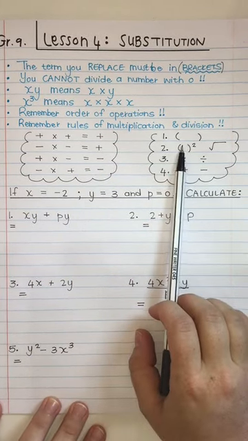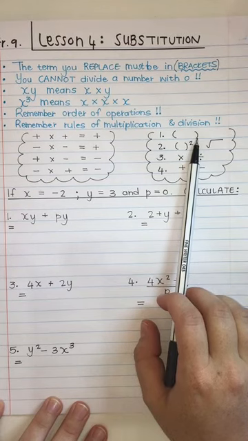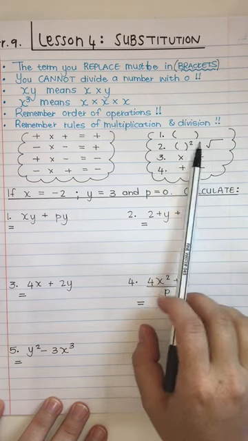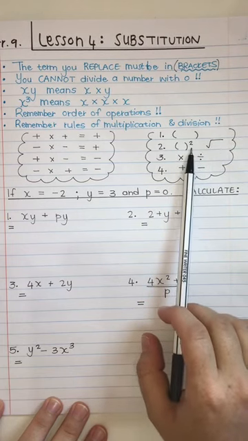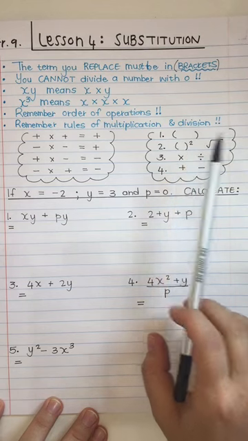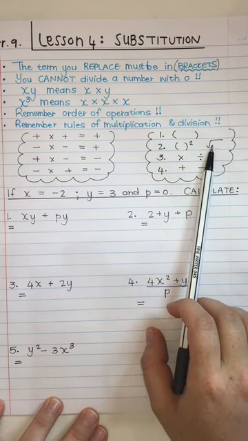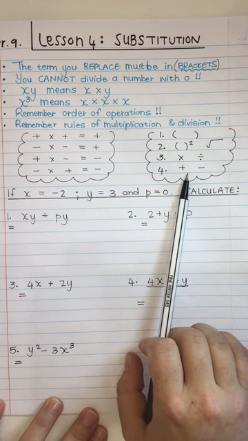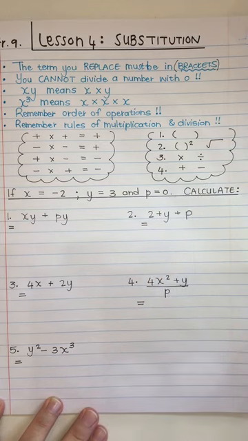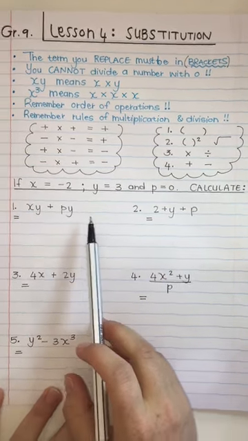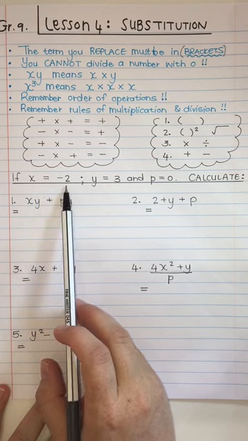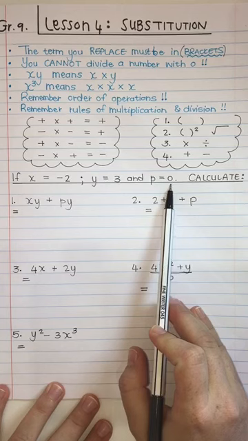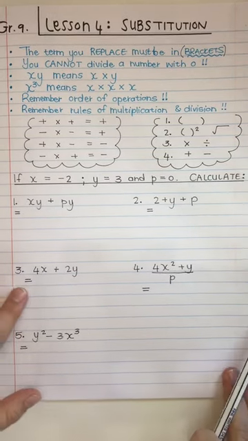Here is your order of operations. First you do your brackets, second you do exponents and square roots, then you do multiplication and division, and then you do plus and minus, or adding and subtracting. Okay, so here is an example. If x is negative 2, y is 3, and p equals 0, calculate the following. Let's quickly do them.